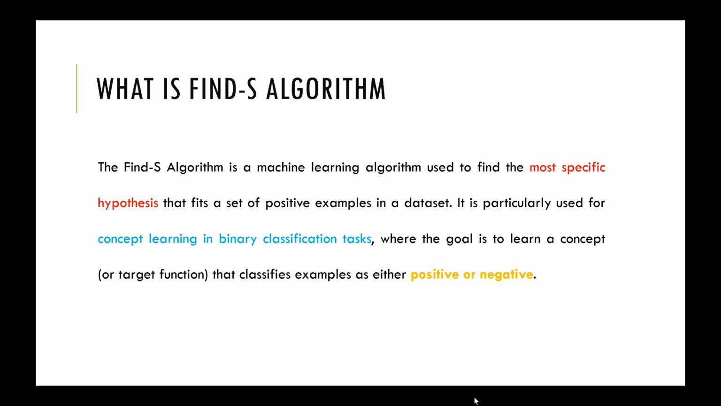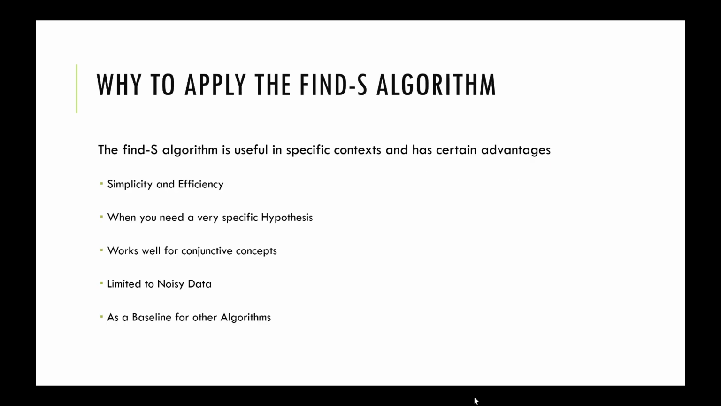And coming to why to use the Find-S algorithm. The Find-S algorithm is useful in specific contexts and has certain advantages like simplicity and efficiency. When you need a very specific hypothesis, it works well for conjunctive concepts, it is limited to noisy data, and it serves as a baseline for other algorithms. These are the reasons for applying the Find-S algorithm.